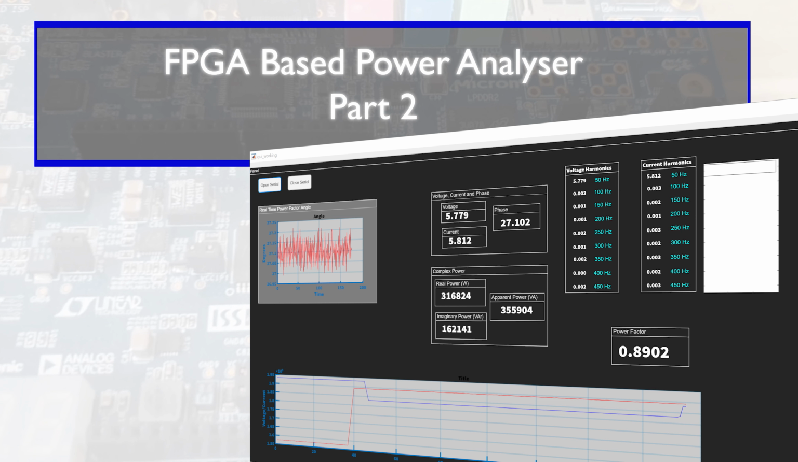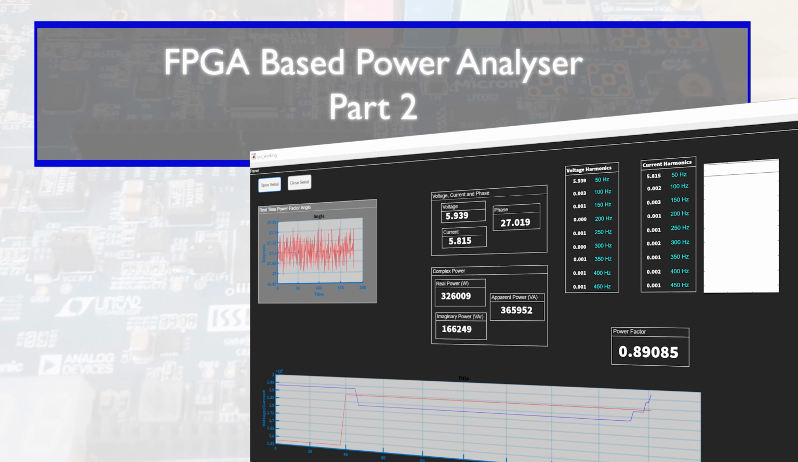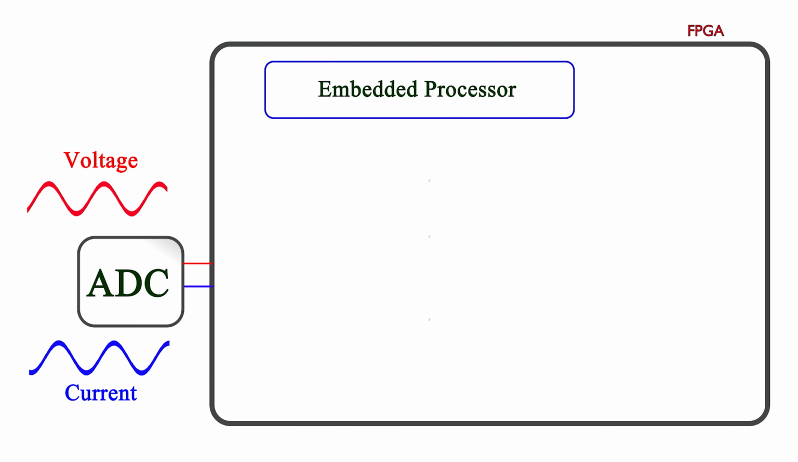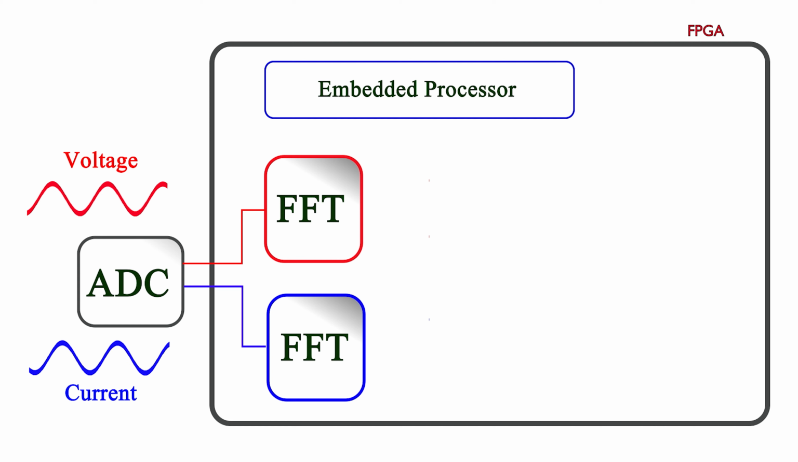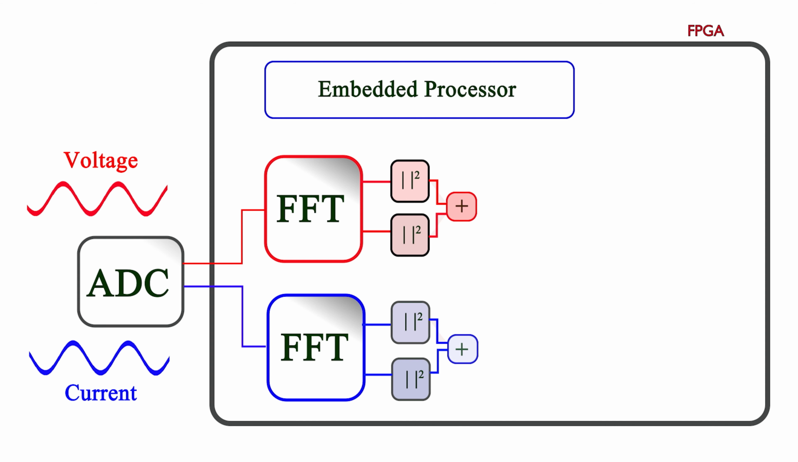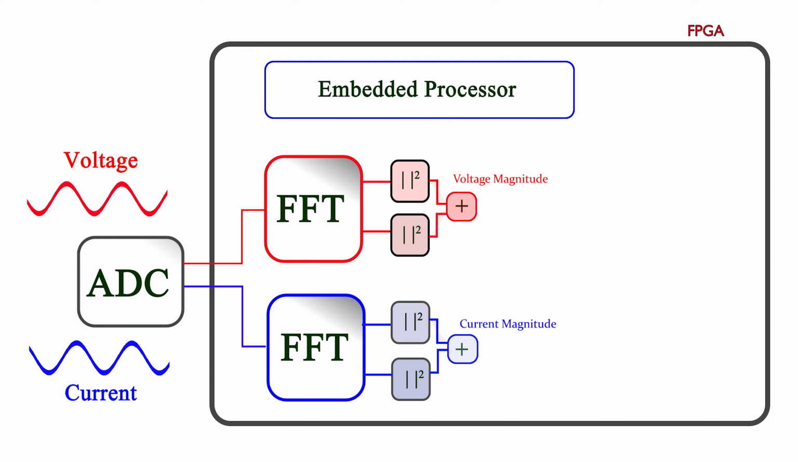In that video we set up the LTC2308 ADC converter with 2 channels for our voltage and current inputs. That sampled at around 10 kilohertz, and we said we can go far higher if we want to. And then we interfaced to a pair of FFT MegaFunctions to process the time domain inputs into the frequency domain.